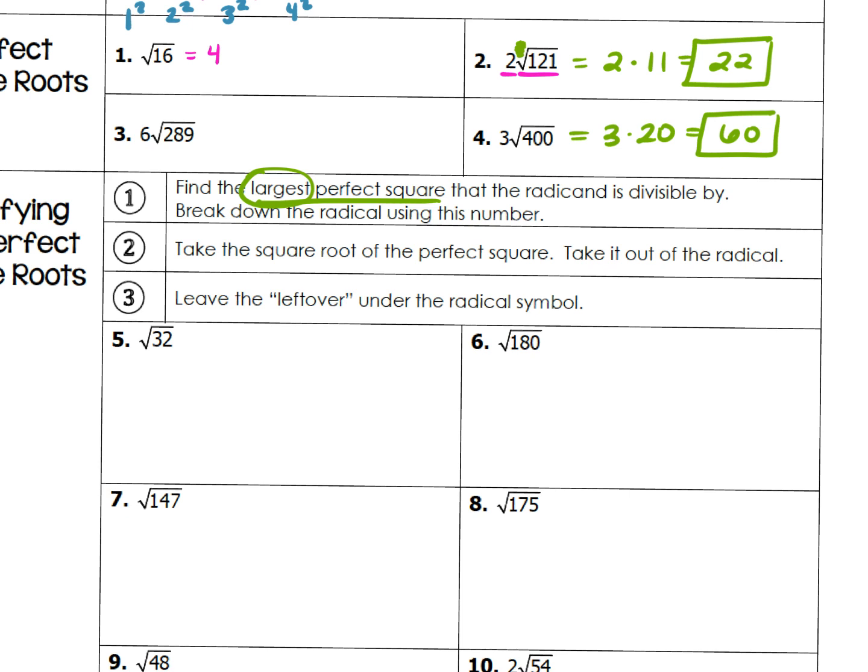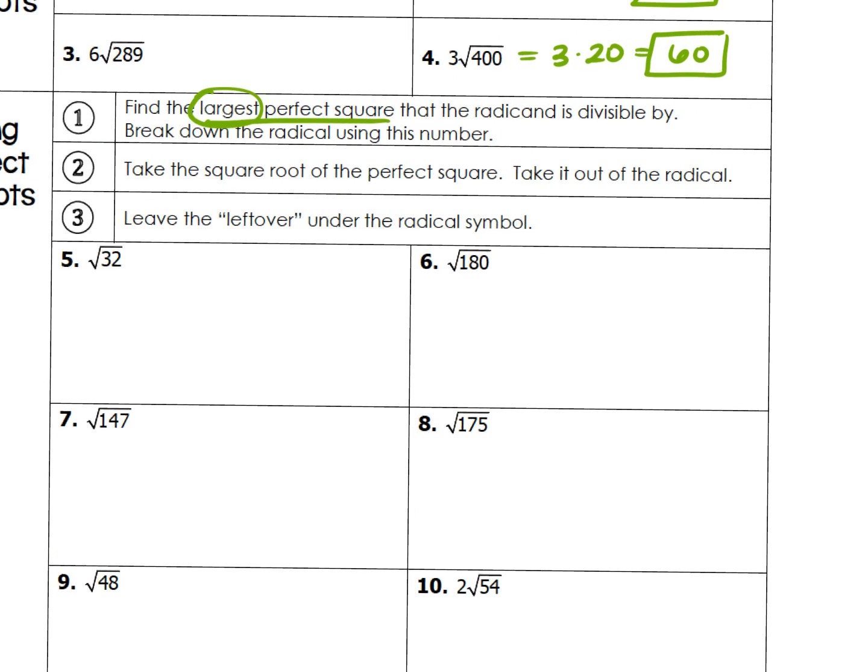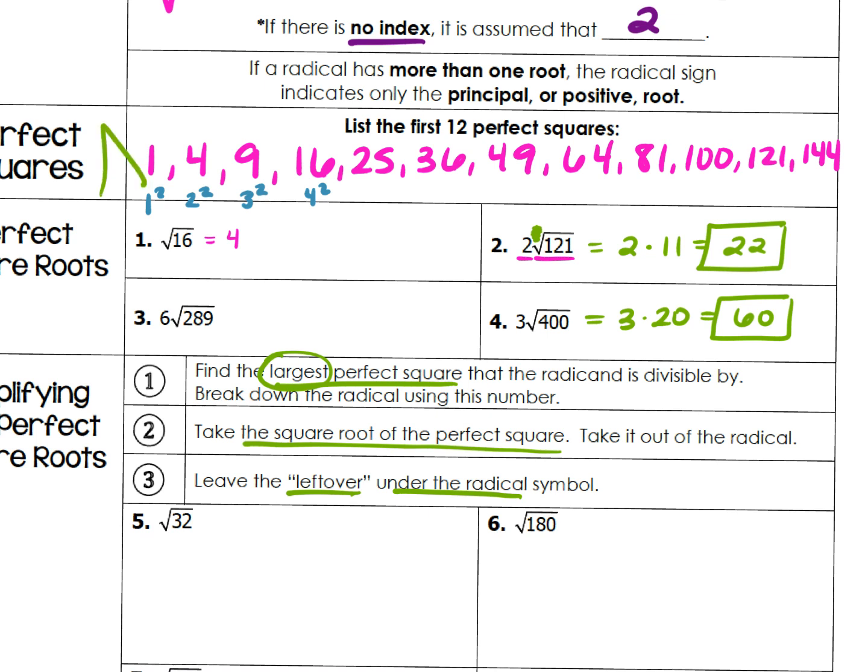That rad 20, if it can still be broken down, we've got to keep breaking it down. So find the largest perfect square and break that down. Then you're going to take the square root of the perfect square, and the radical goes away because we've taken the square root. And then your leftover is going to be under that radical symbol still. So keep this list handy.